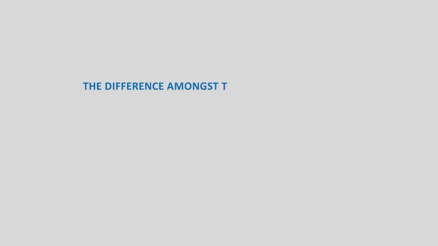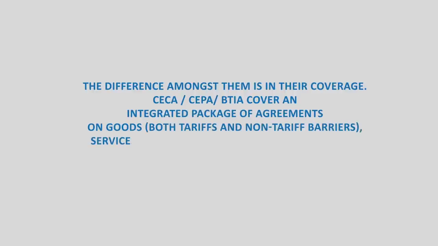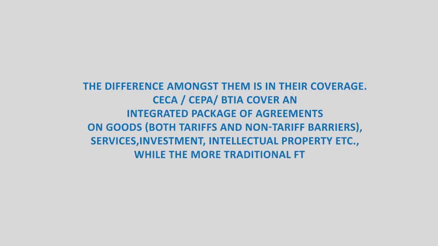The difference amongst them is in their coverage. CECA, CEPA, BTIA cover an integrated package of agreements on goods, services, investments and intellectual properties, etc., while the more traditional FTAs are limited to trade in goods only.